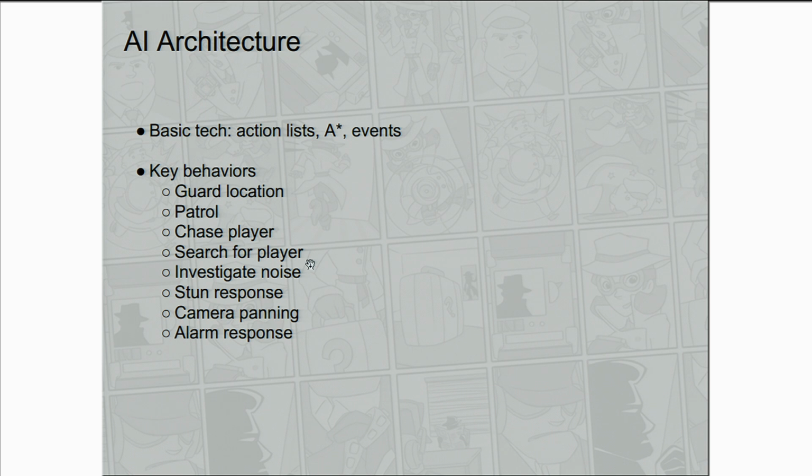Things like guard location is when the guard stands in a single location and waits for something to happen. Patrol is when they're moving around the map looking for the player. Chase is when they've seen the player and are running after them. The rest of these are, I think, fairly self-explanatory. But the action lists were really the key part of how we put the AI together, and again, it helped a lot with our iteration time. So the idea of an action list is that it's an alternative to a finite state machine, which is the thing you usually see used in games.